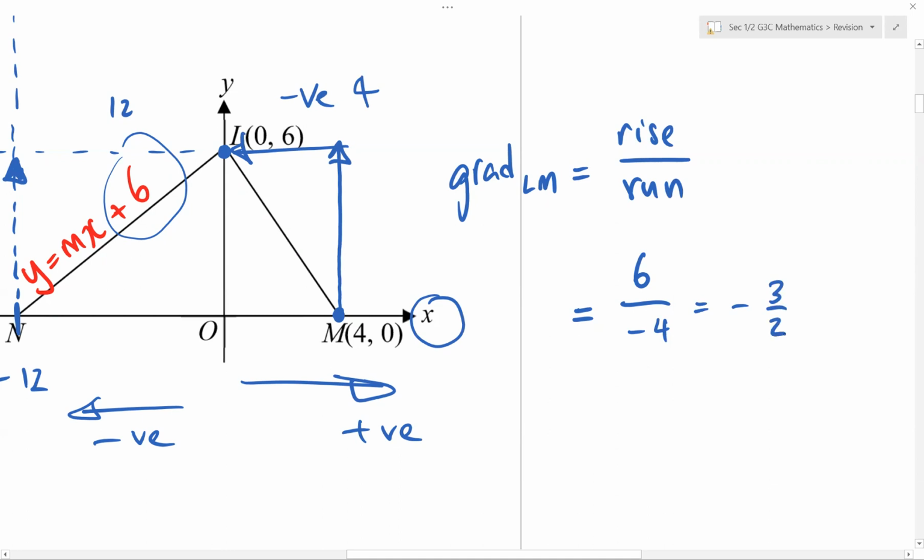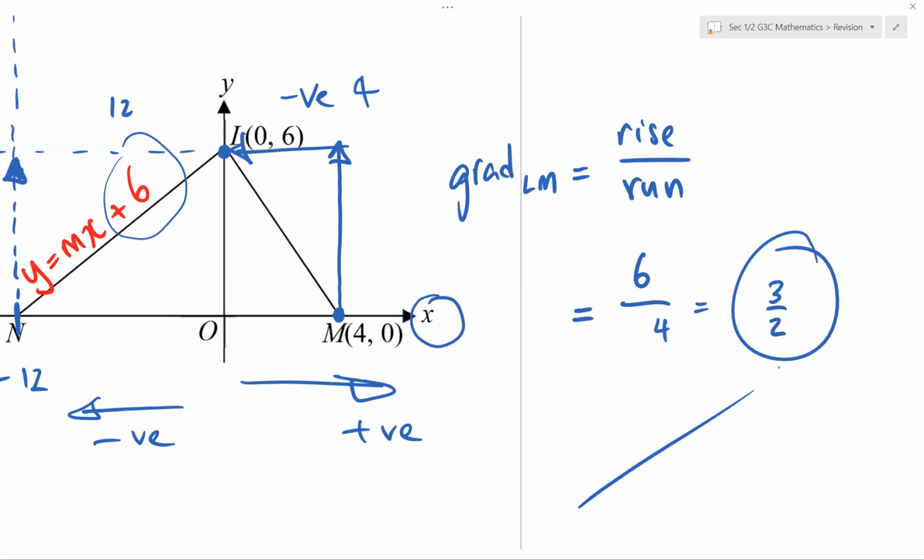If for some reason you try to do the rise over run and you end up with this answer, 3/2, you have to recognize that this is a positive number. If it is a positive number, the gradient goes up. But my diagram shows me the gradient goes down. If the gradient goes down, you must have the sense to add in a negative sign by yourself. Okay?